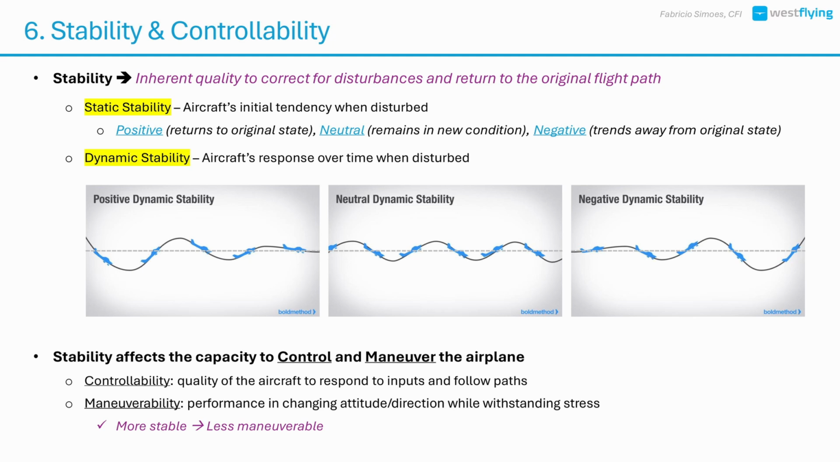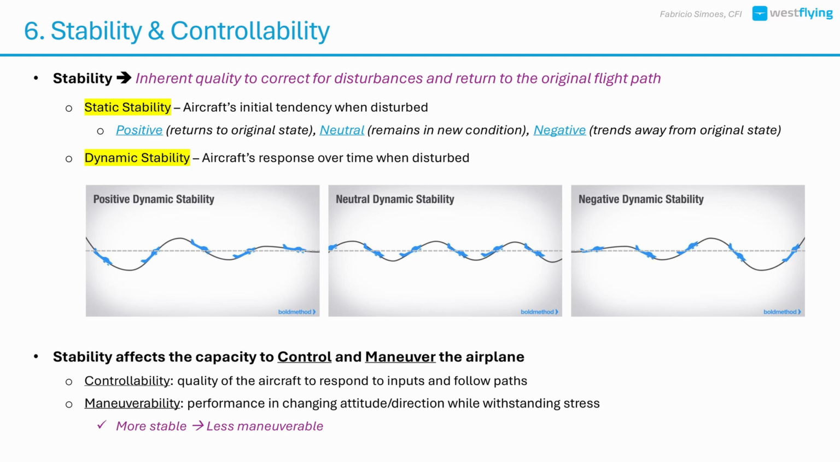The second type is called dynamic stability, which describes how an aircraft that has positive static stability behaves over time. Does it dampen out the oscillations, or do they increase? The aircraft's stability affects the capacity to control and maneuver the airplane.